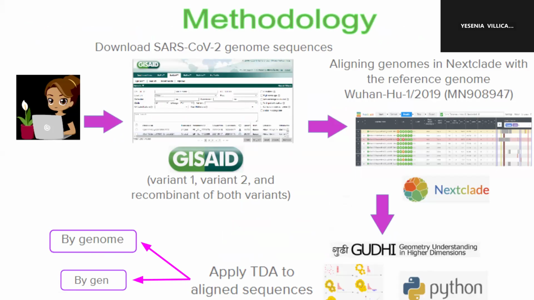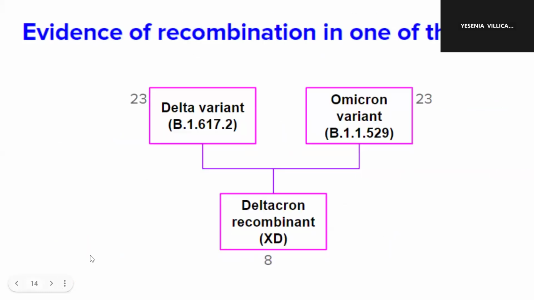And we conducted the experiments in two different ways. One using the complete genome, and the other one by dividing the genome into the 14 genes that I presented at the beginning, sorry. So I'm going to present an example of evidence of recombination in one of the sets. We consider the Delta and Omicron variants. Specifically, we downloaded 23 genomes from each, and we consider 8 genomes of their first recombinant, which was named Deltacron.